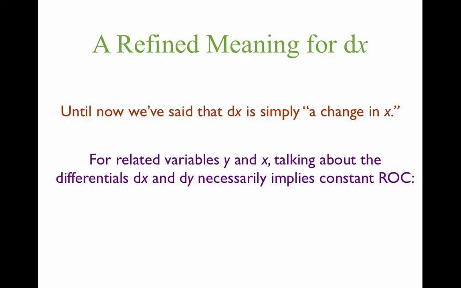Super important. If we're talking about dx and dy, that always implies that constant rate of change, that dy is m dx. Okay? dy is a constant multiple of dx. So now the dx, dy language is going to mean, we're going to call it the differential in x, and from here on out it's going to mean a little change in x or in y.